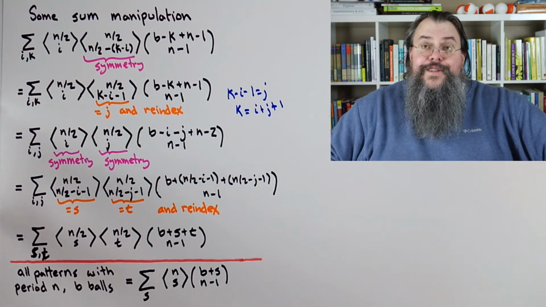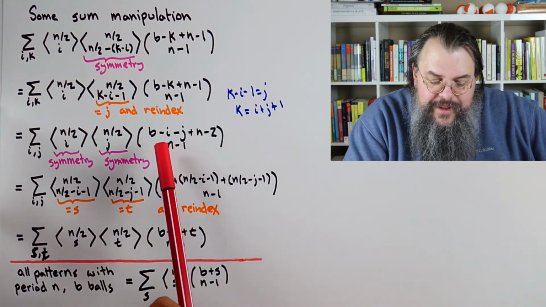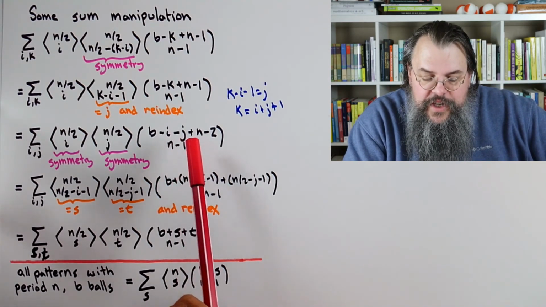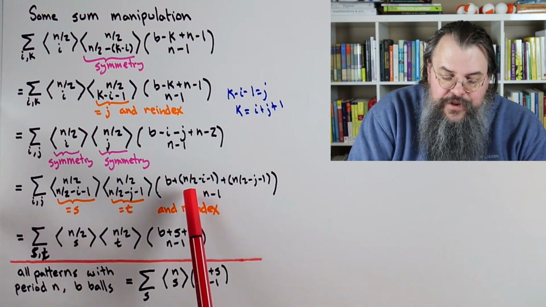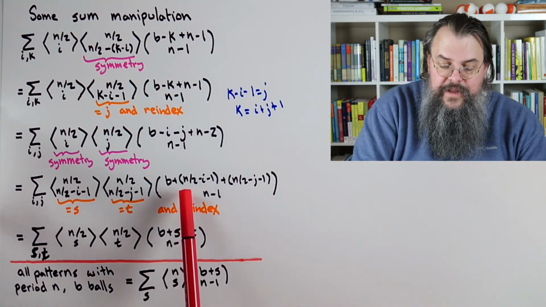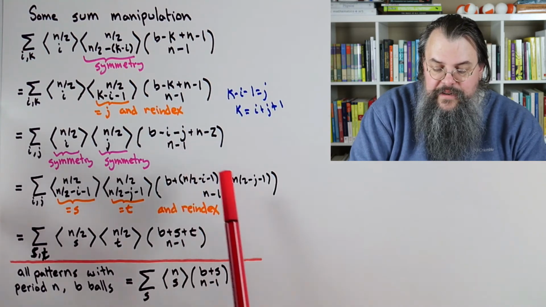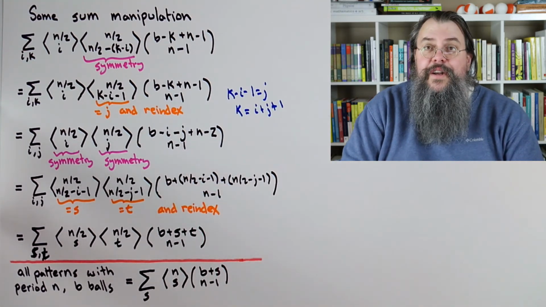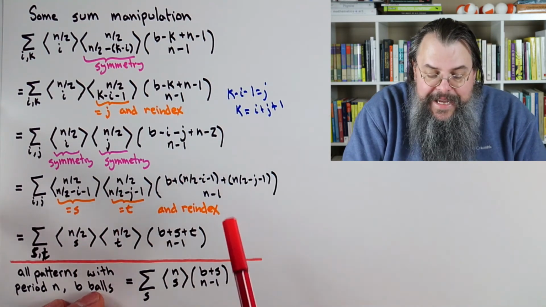Now, how does that help us? Well, notice we can take this expression, minus i minus j plus n minus 2, and rewrite it as n over 2 minus i minus 1 and n over 2 minus j minus 1. See, the two n over 2's combine together to give n. There's a minus i, there's a minus j, and a minus 1 and a minus 1 make minus 2. And these pieces match.